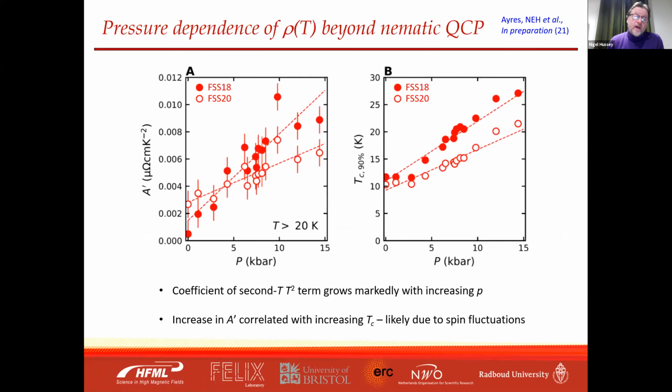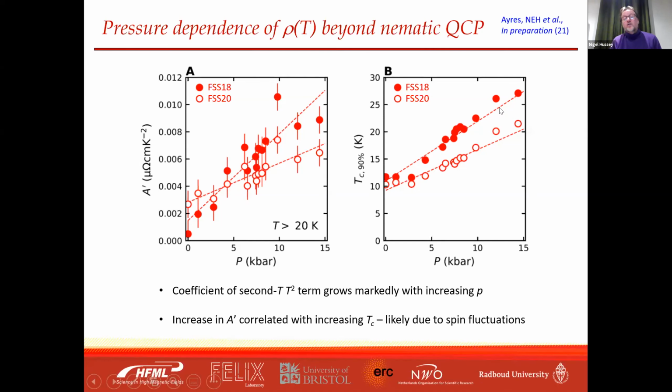The most striking behavior, though, is in this A prime component. This is the T-squared term, which extends up to around 30, 40 Kelvin. It starts off extremely small, more than an order of magnitude smaller, but very rapidly it grows. It grows by roughly an order of magnitude for the 18% sample in the pressure range that we studied. And this growth, again, appears to be correlated with the growth in TC.